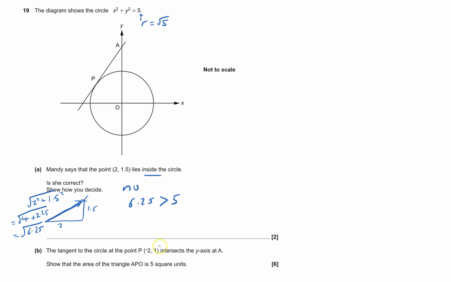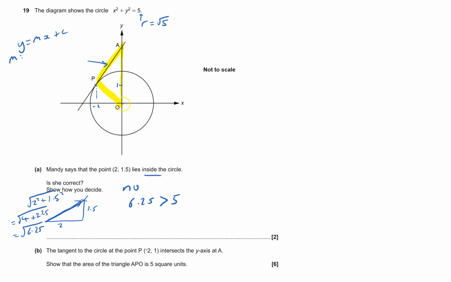The tangent to the circle at the point (-2, 1), so this is the point here, that's -2, and that's gone up by 1, intersects the y-axis at A, up here. We've got to show that the area of triangle APO is 5. So in order to do that, I need to find out what A is, and therefore I need to find out the equation of that line, which will be y equals mx plus c. I need to find the gradient first.